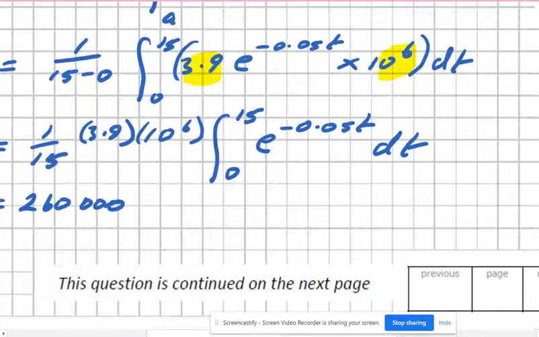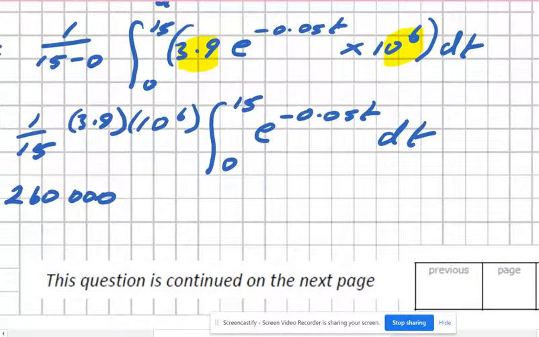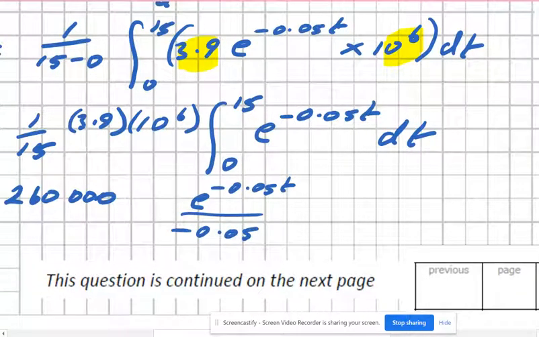To integrate e to the power of minus, that's in the tables, and that becomes itself divided by what's in front of the t. So it's e to the power of minus 0.05t divided by minus 0.05, and the limits are 15 and 0.